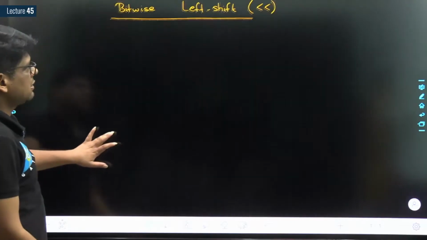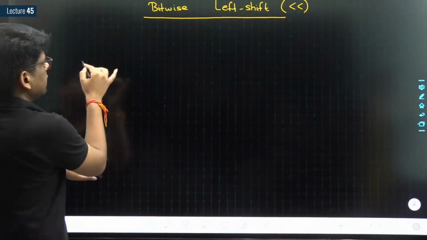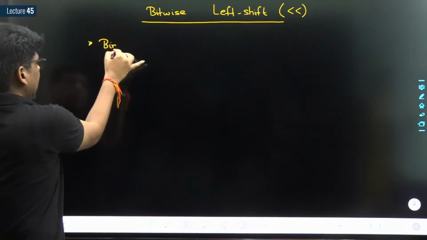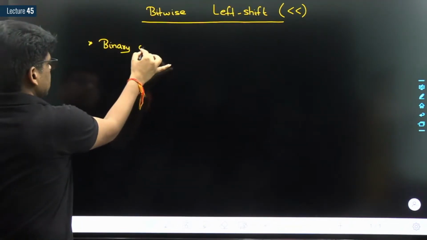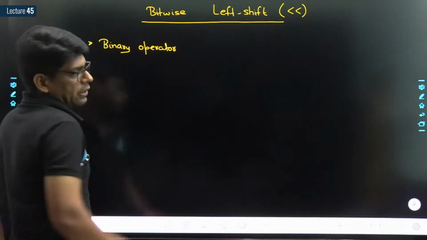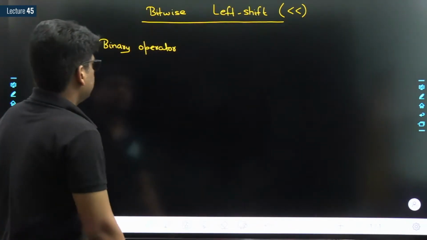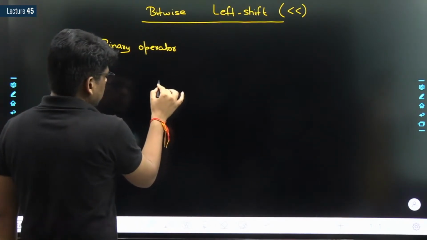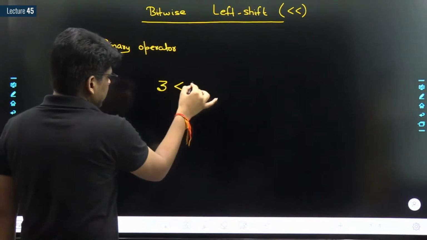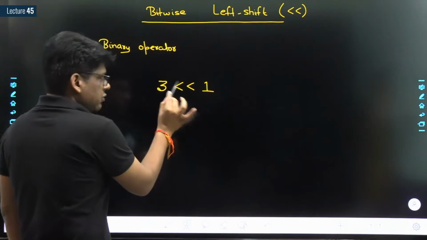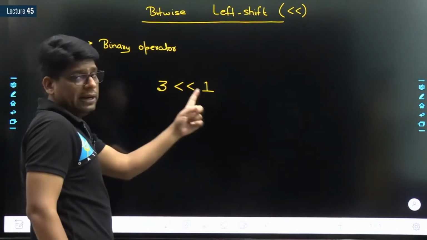So quickly start. The very first thing we need to know is that it is a binary operator. That means it requires two operands to work upon. If I write something like this, see, the left shift operator is working on two operands, the first operand and the second operand.